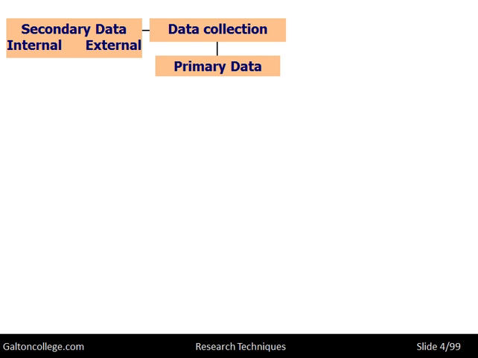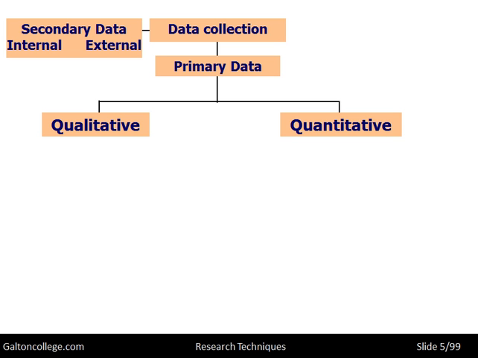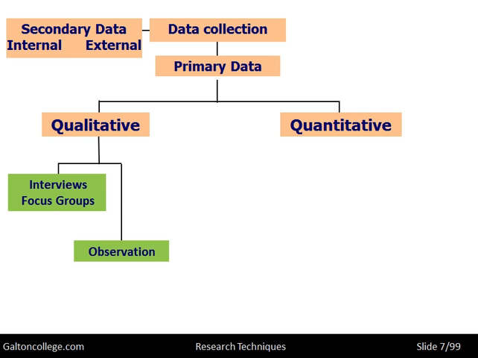We also have primary data. Primary data is data collected for a particular purpose. It's collected from source. It is collected directly. And there are two types, qualitative and quantitative. Now the qualitative, which is looking at attitudes and opinions and motivations, that could be looked at in terms of interviews and focus groups. It could also be looked at in terms of observation. The researcher may go and make observations directly into a particular phenomenon.